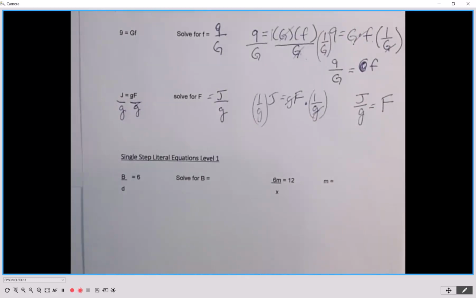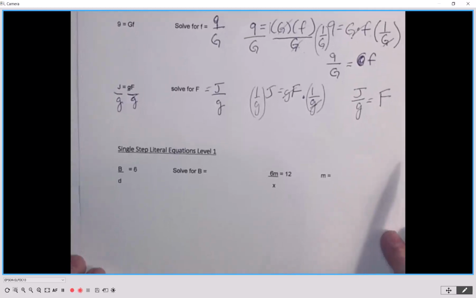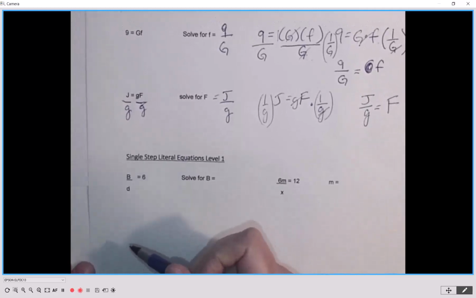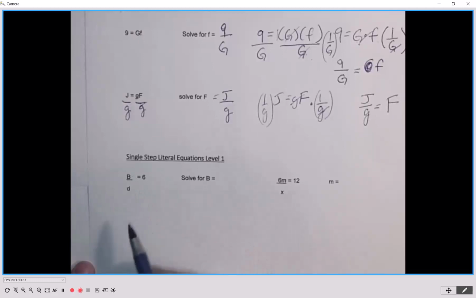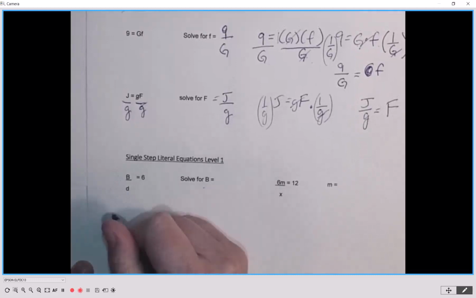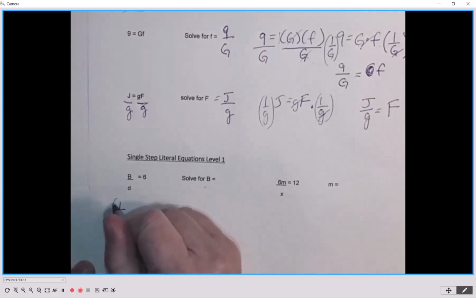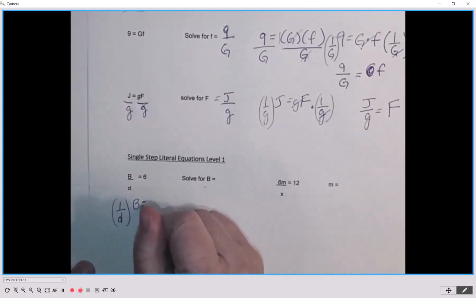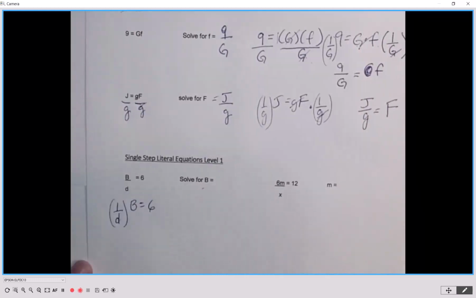As I've stated multiple times in my video lectures, Delta Math does it a little bit differently maybe than how I do it. It just depends on how your brain works. So right now I need to isolate the b, and this is really saying it's 1 over d. Over here it's saying this essentially, 1 over d times b equals 6, if you like it looking like a fraction.